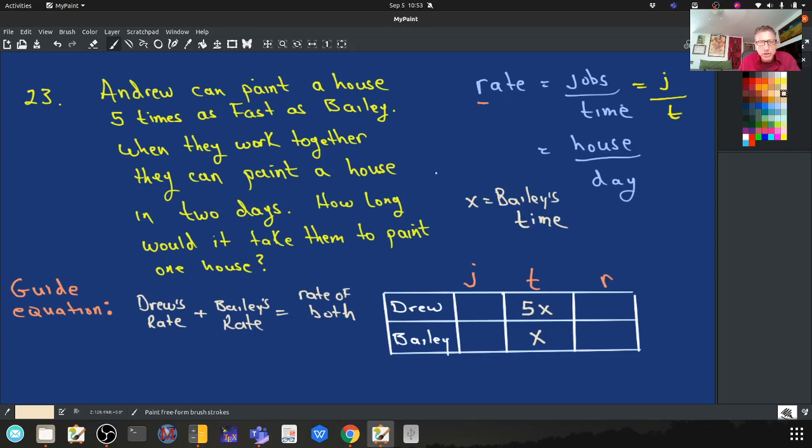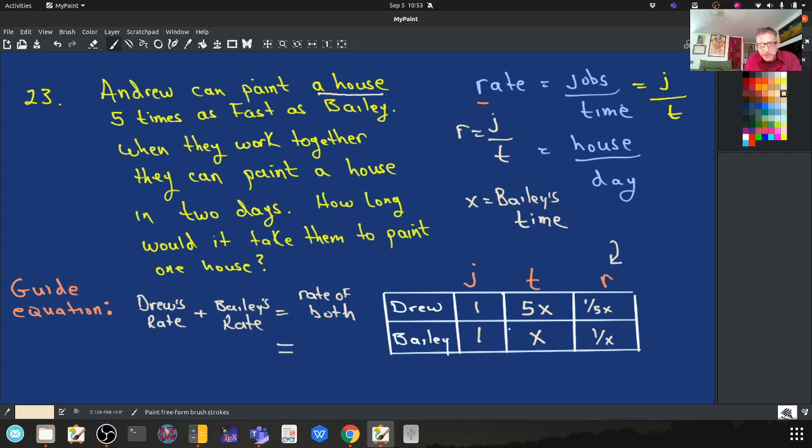And what is the job? A single house, a house. So their jobs are one house. So now I need to fill out the R column, but R from this equation up here is equal to J divided by T. So that means 1 over 5x. That's Drew's rate. And this is 1 over x. And that's Bailey's rate. So let's go over here and fill in what we can of our guiding equation.